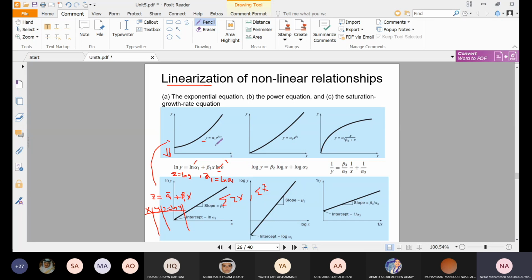Okay, so we can do linearization for this one. For example, if we have a power system, we can apply the log to both sides. We'll use the same criteria for this one, and we'll get it in this form.